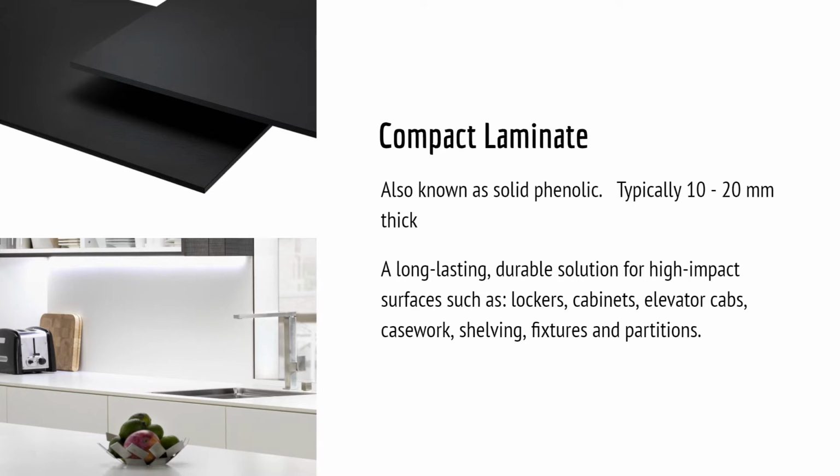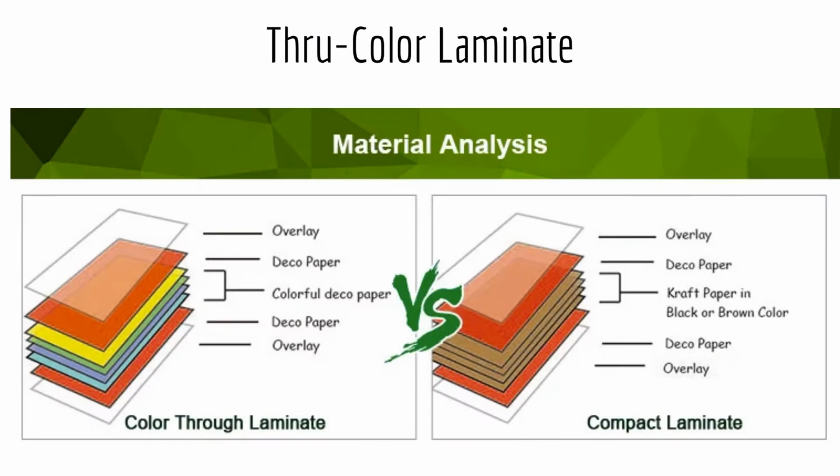Compact laminate, also known as solid phenolic. Compact laminate is paper fiber-based solid surface material that is warmer to the touch than typical acrylic or polyester materials. It can have a decorative and wear layer like HPL, although some designers prefer the organic look of natural craft paper surface. It is typically between 10 and 20 millimeters thick, and it creates a long-lasting, durable solution for high-impact surfaces such as lockers, cabinets, elevator cabs, casework, shelving, fixtures, and partitions.